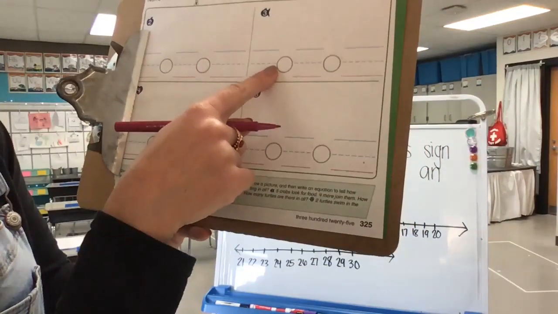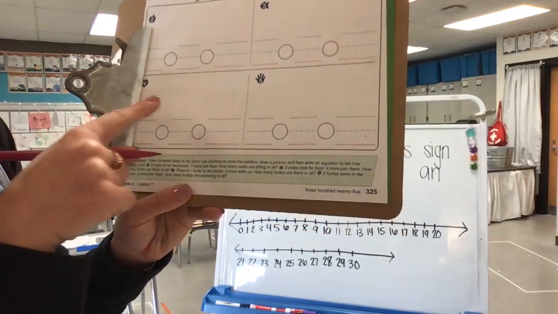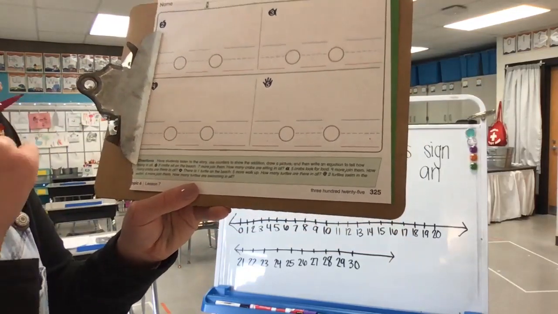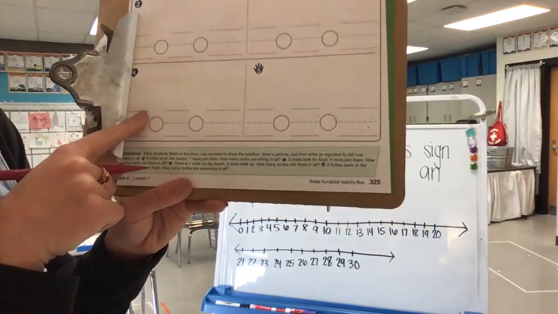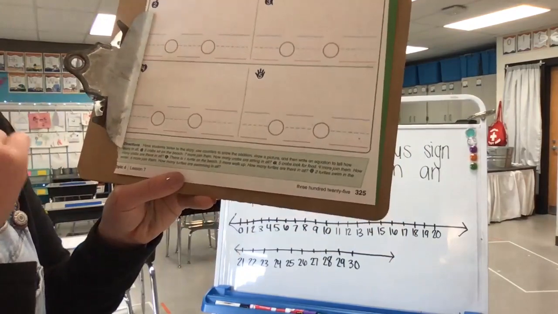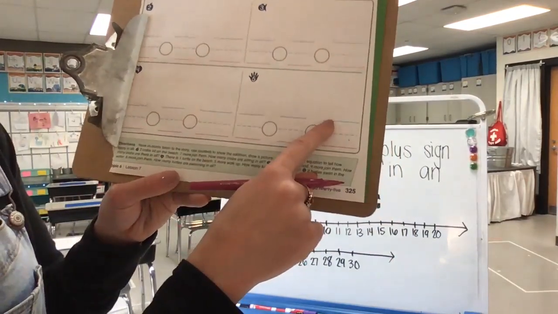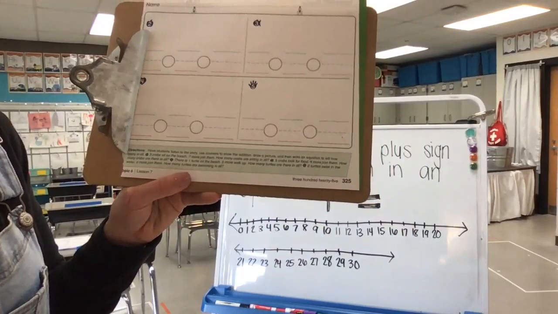Your next problem says 5 crabs look for food. 4 more join them. How many are there altogether? The next one says there's 1 turtle on the beach. 5 more walk up. How many turtles are there altogether? The last one says 2 turtles swim in the water. 6 more join them. How many are there altogether?